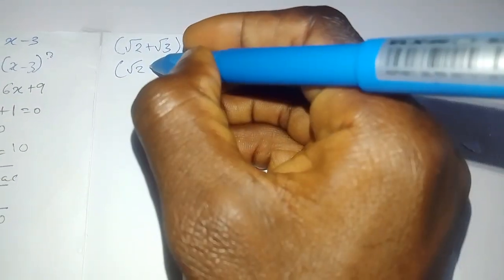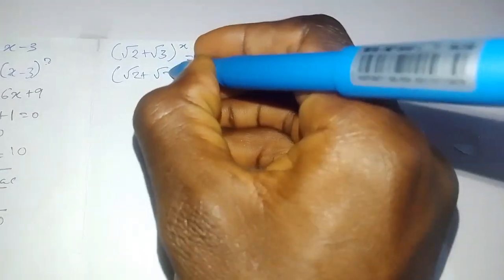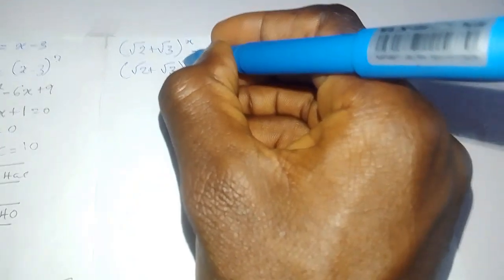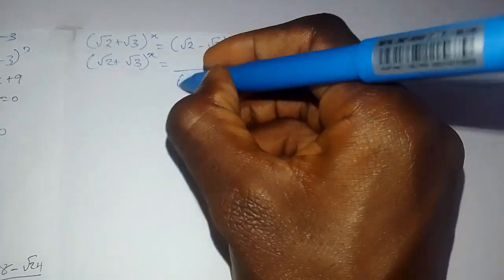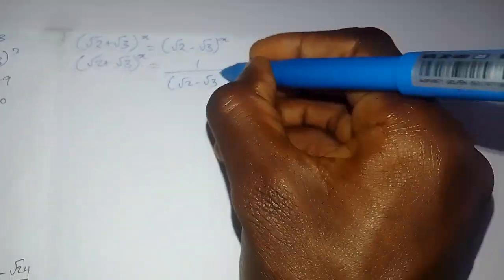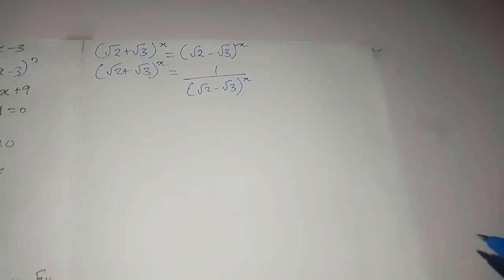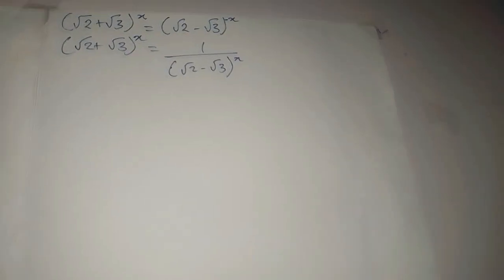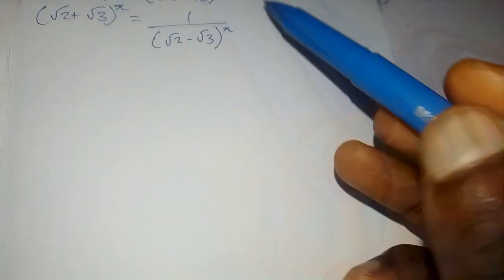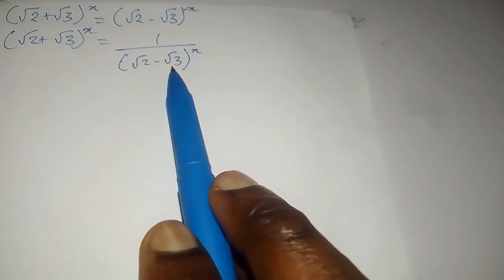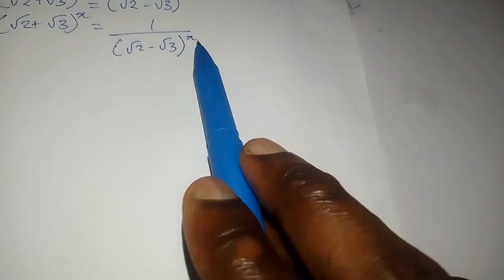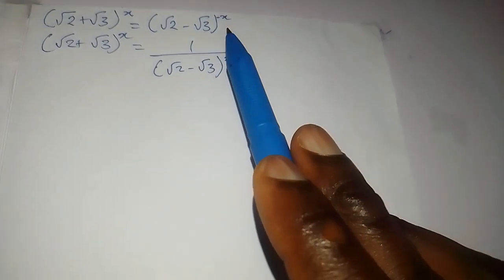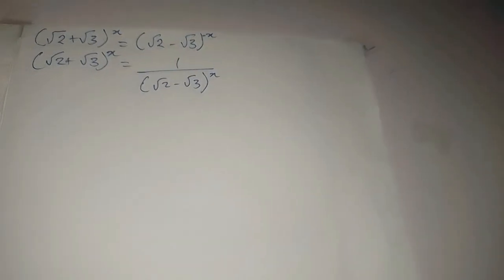We can say this (√2 + √3)^x equals this raised to power minus x, which is the same thing as 1 over (√2 − √3)^x. Yes, isn't it? So moving on, we can multiply both sides by (√2 − √3)^x. Since I'm multiplying the left hand side and right hand side, the equation is still balanced.